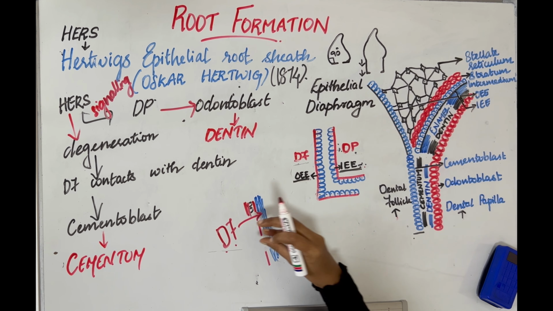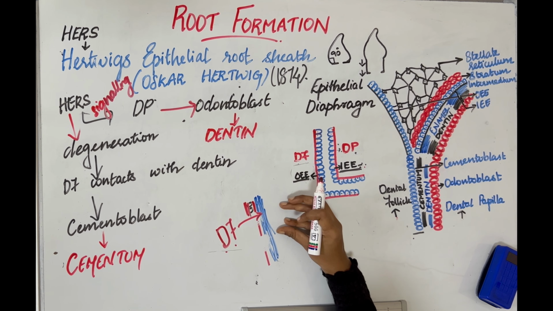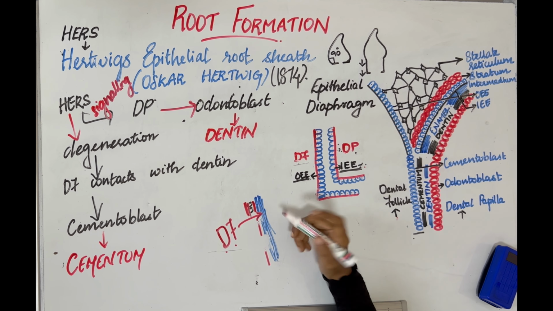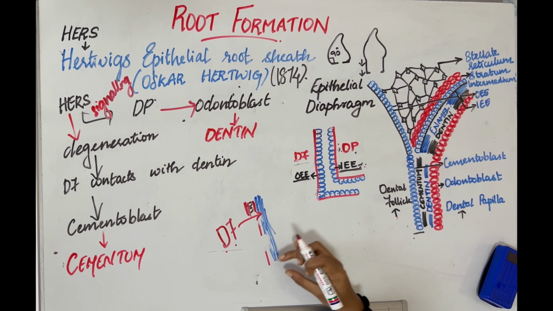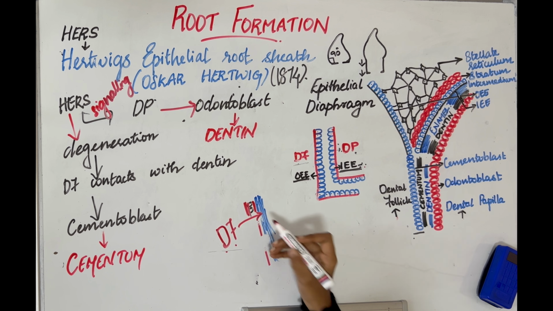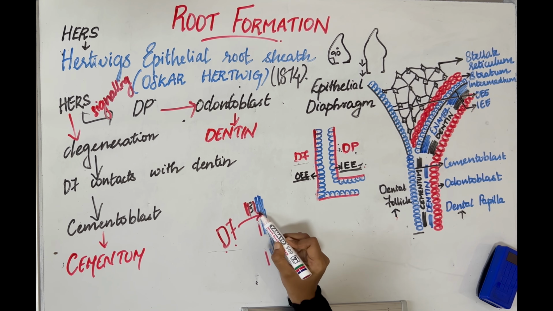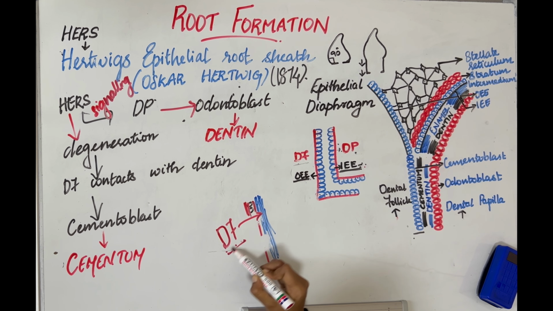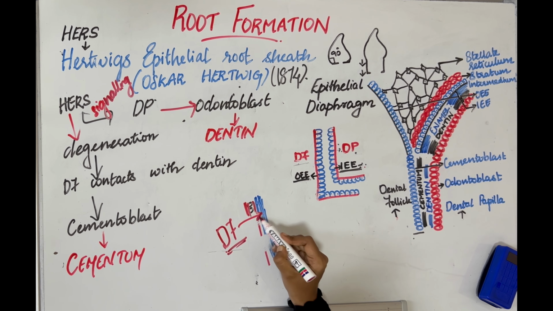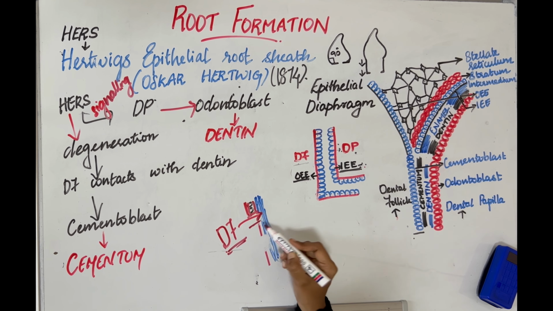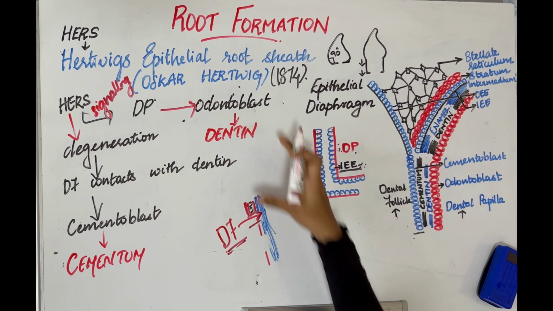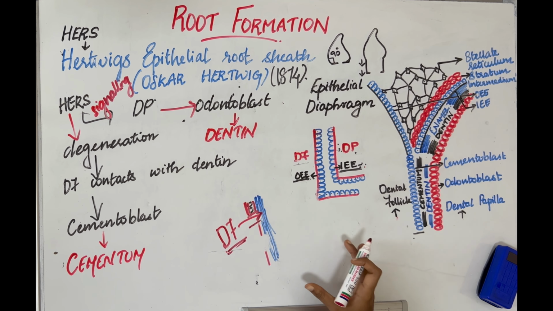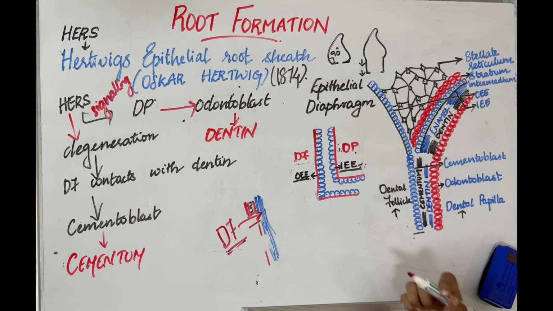So first, Hertwig's epithelial root sheath signals the dental papilla and dentin formation occurs. Once the main function of dentin formation is over, the Hertwig's epithelial root sheath breaks down. There is loss of structural continuity, and where the sheath is lost, dental follicle or dental sac cells come in contact with the dentin through these openings, and cementoblasts form, and then cementum formation occurs. Now I will show this in a separate flow chart so that you can understand it better.